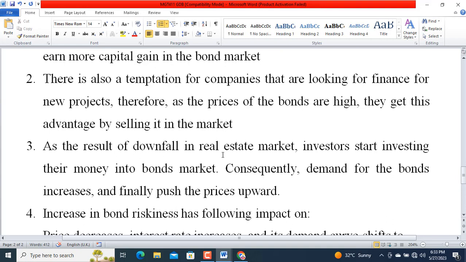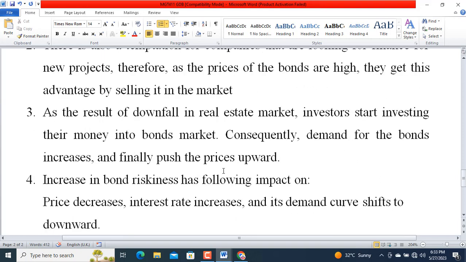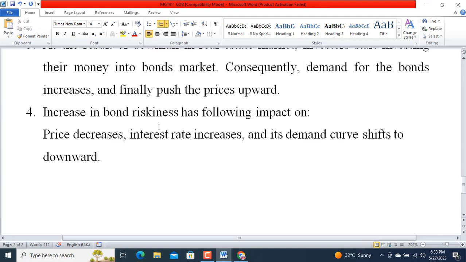As a result of the downfall in the real estate market, keeping other factors constant, investors start investing their money into the bond market. Consequently, demand for bonds increases and finally pushes the prices upward. An increase in bond riskiness has the following impact: price decreases, interest rate increases, and the demand curve shifts downward.